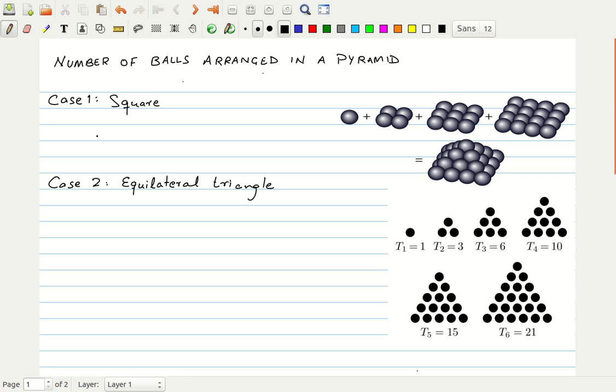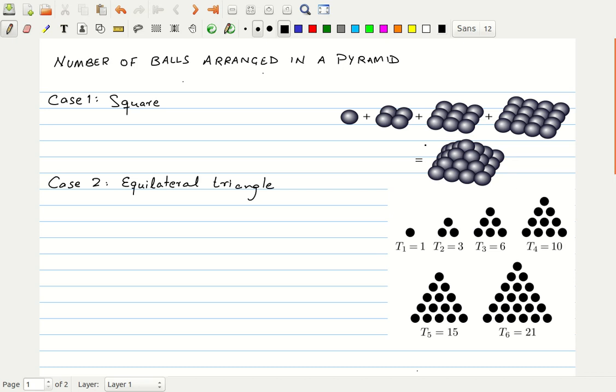Okay, the next few exercises of Hall and Knight Higher Algebra chapter 6b would be about how to find the number of balls that have been arranged in a pyramid. So let us consider a simpler case first. We have a square pyramid like this over here.